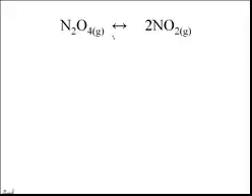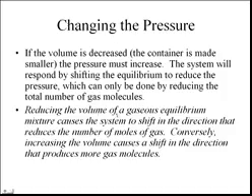Okay, so reducing the volume causes an increase in pressure, and it's going to shift in the direction that reduces the number of moles of gas. When you increase the volume, so you're making it bigger, it's going to shift in the direction that produces more gas molecules.